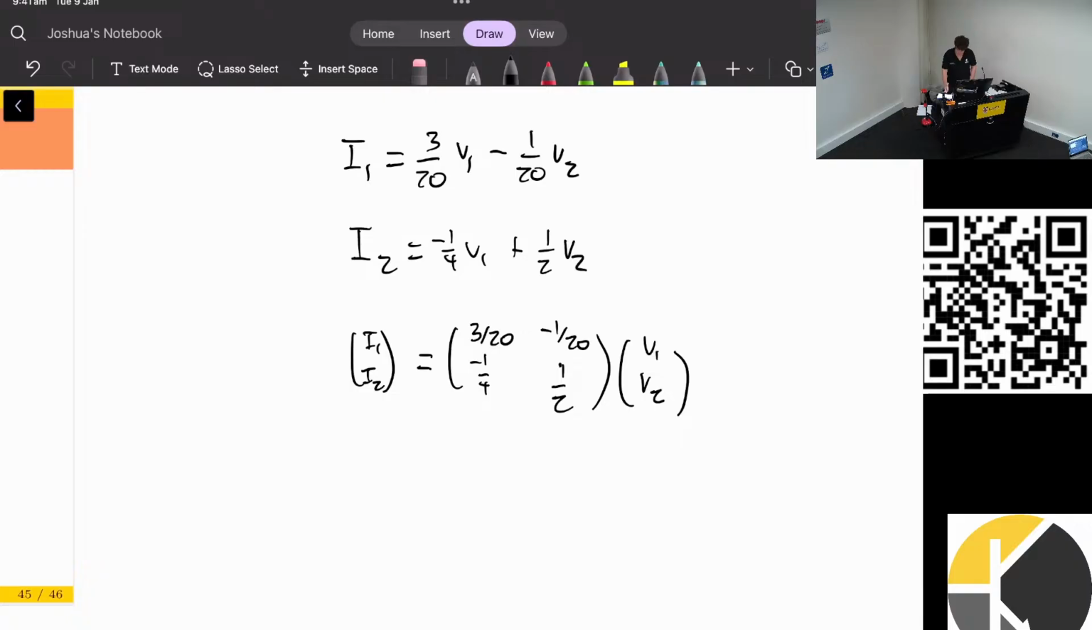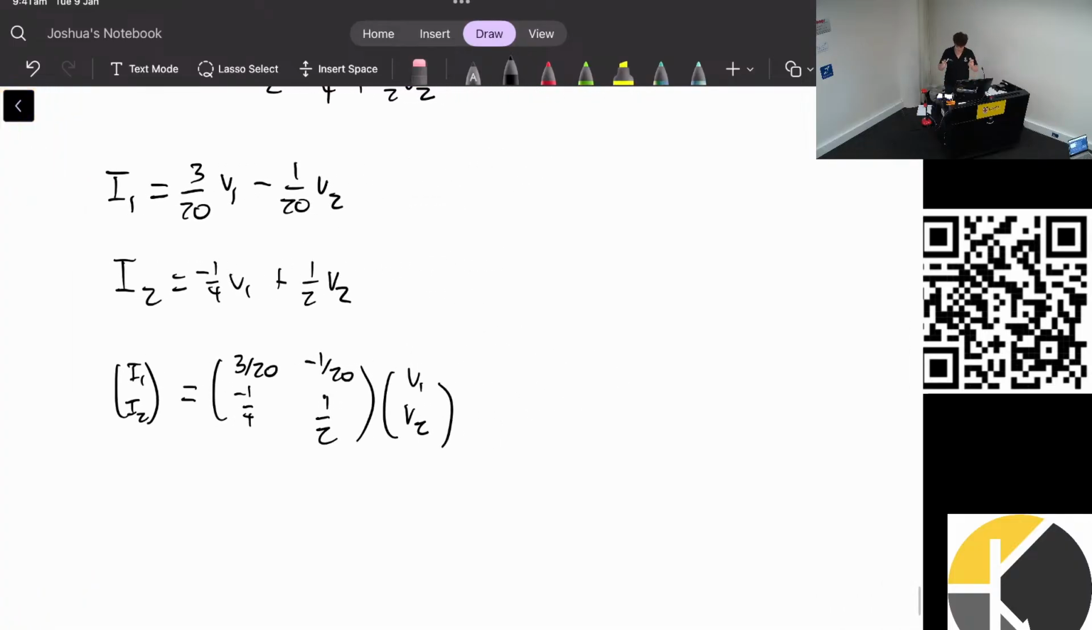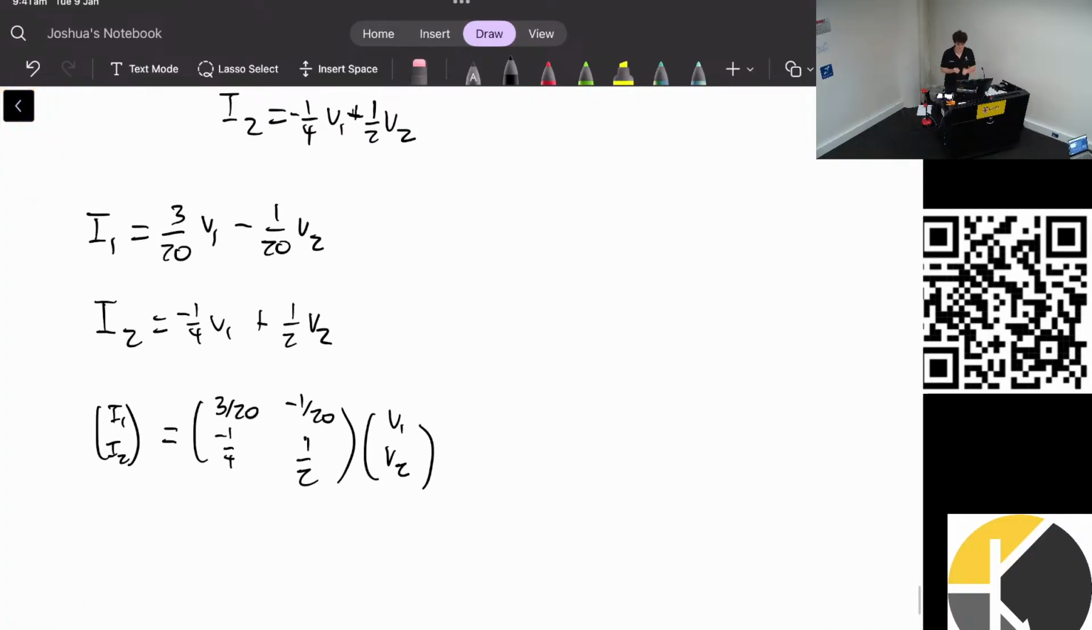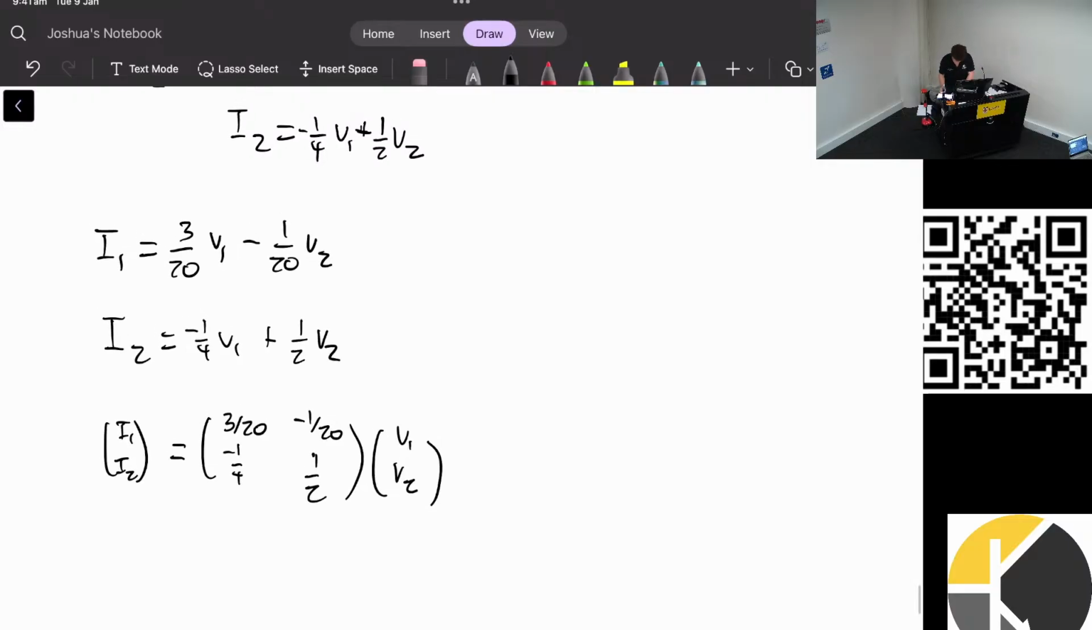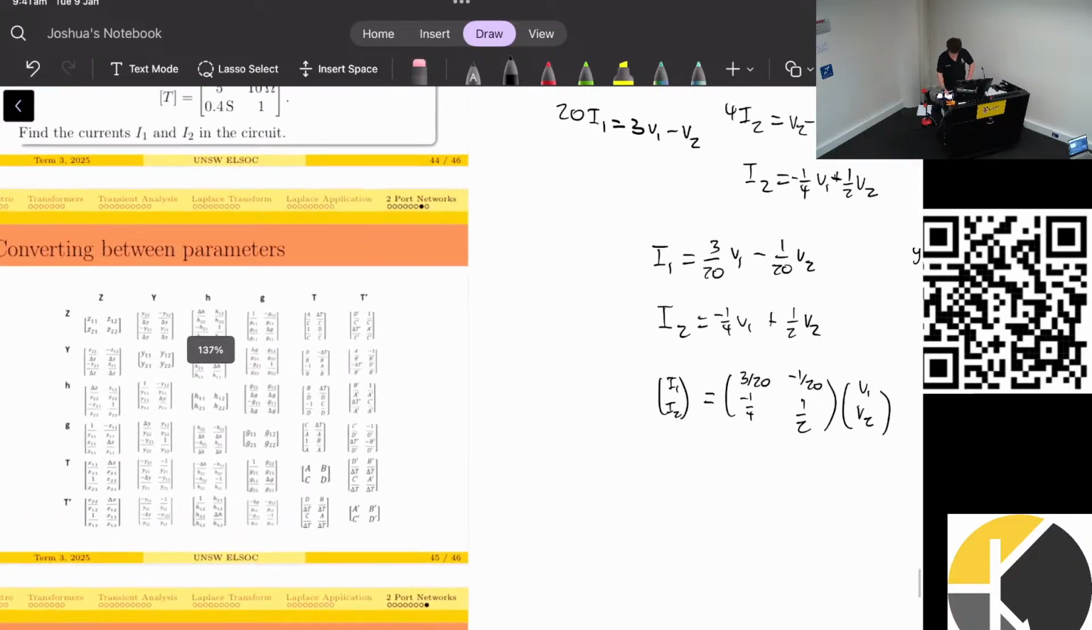I'm going to quickly show you what you're supposed to do from this form if you can't do that. It's very similar. It's not that different. If we want to find y11, that's equal to I1 on v1, where v2 equals 0. We sub it in, and we'll get the same answer. So, do you want me to go through it, or are you good? Yeah, you good? Okay, let's go to the next example then.